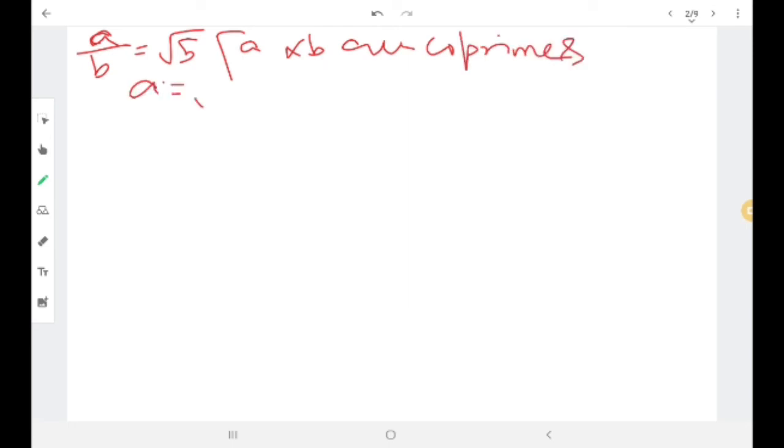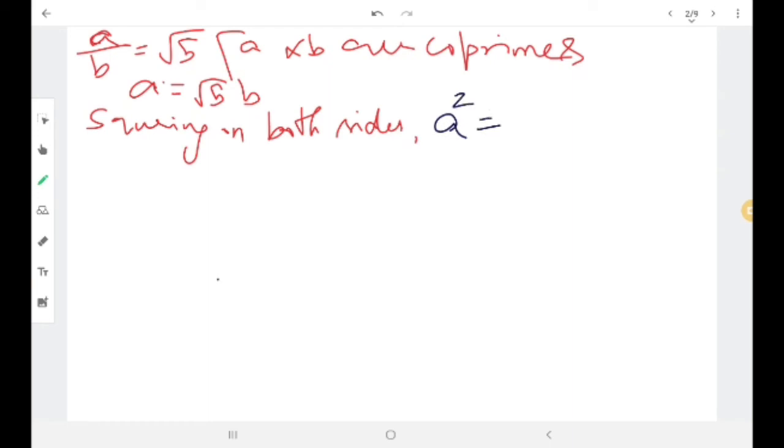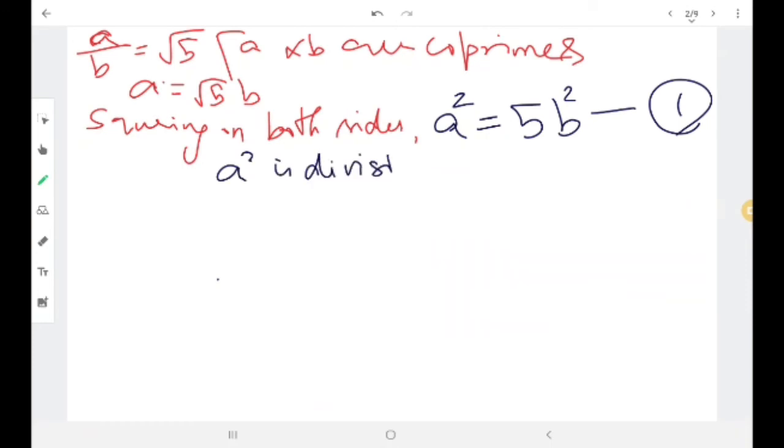a is equal to root 5 into b. Squaring on both sides we get a square is equal to root 5 square, which is 5, into b square. Take this equation as number 1. Here a square is a multiple of 5, that is a square is divisible by 5. Therefore we can say that a is also divisible by 5.